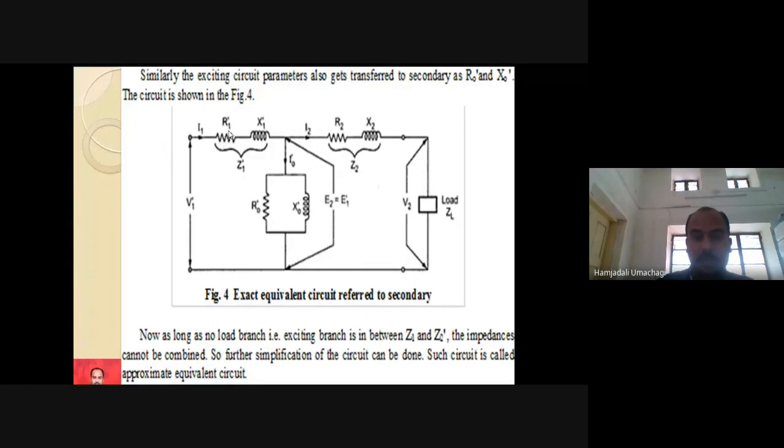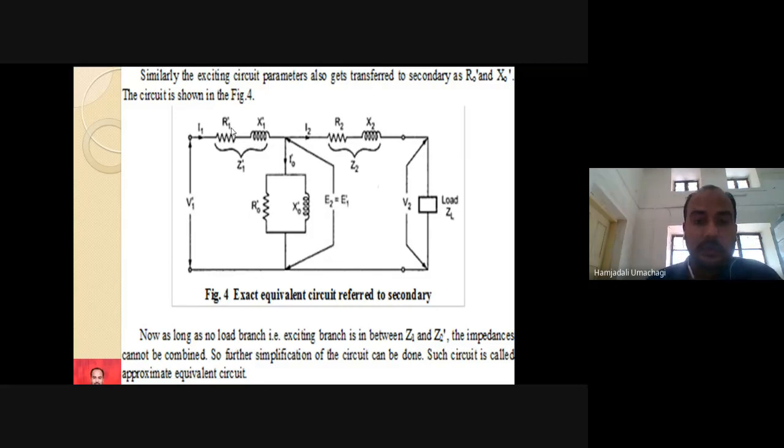So all primary parameters I have moved to the secondary side. Because of that, I am getting R1 dash, X1 dash, Z1 dash, I0 dash, R0 dash, X0 dash. Now the voltage induced at the primary side becomes E1 dash, which is equal to the secondary induced EMF E2. This is I2. I2 dash will become I2, then R2, X2, Z2. These are as they are because I have not transferred the secondary parameters, only the primary parameters.